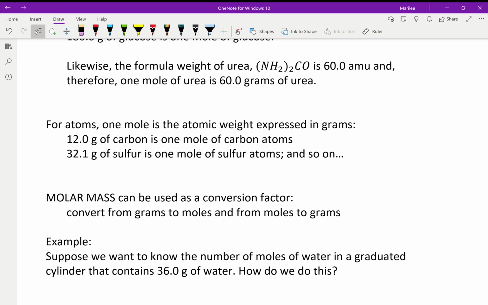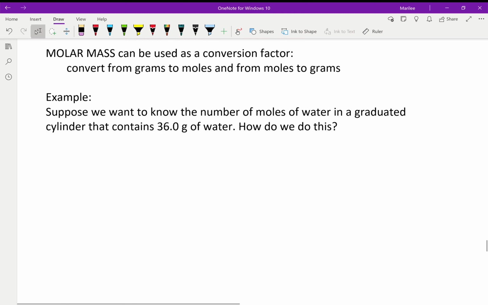Molar mass can be used as a conversion factor, converting from grams to moles or from moles to grams. Let's do an example so you understand all that. Suppose we want to know the number of moles of water in a graduated cylinder that contains 36 grams of water. So how do we do this? First of all, if you want to weigh water in the graduated cylinder, you weigh the graduated cylinder first without the water, so when you take the measurements of water plus the graduated cylinder, you subtract the weight of the graduated cylinder in order to find your weight of the water.